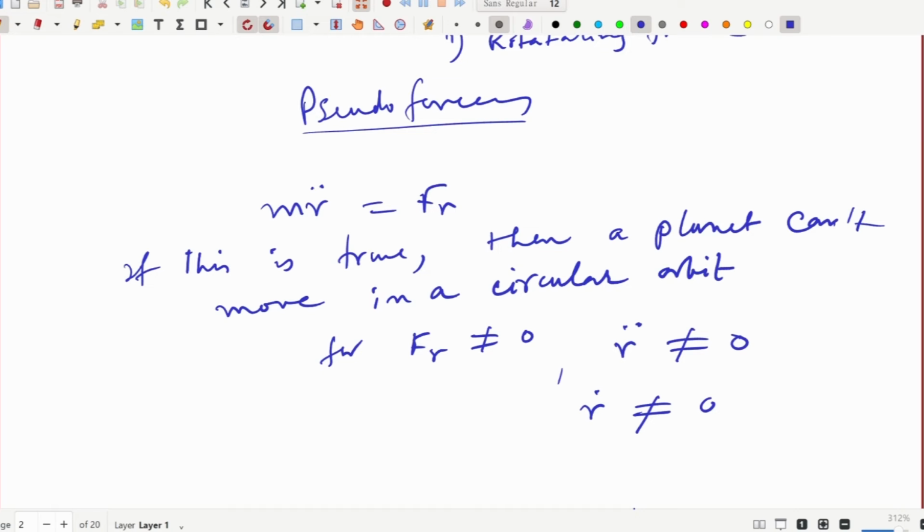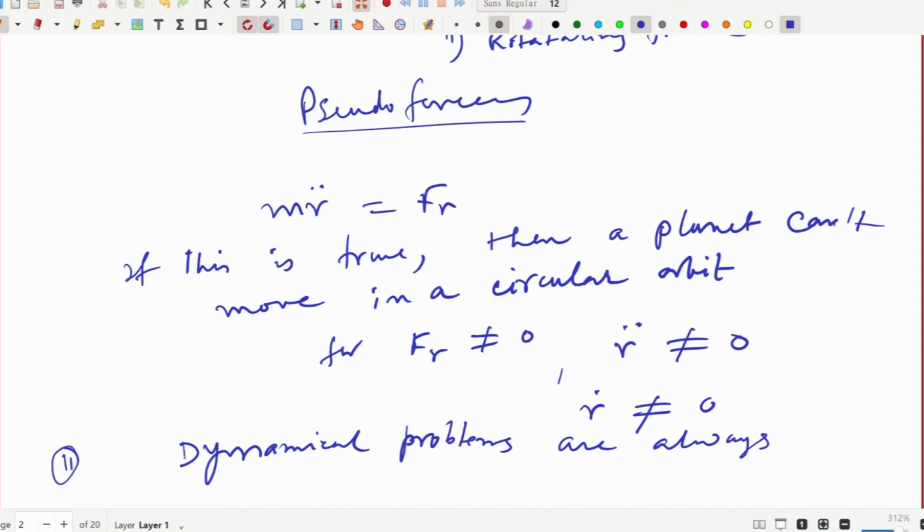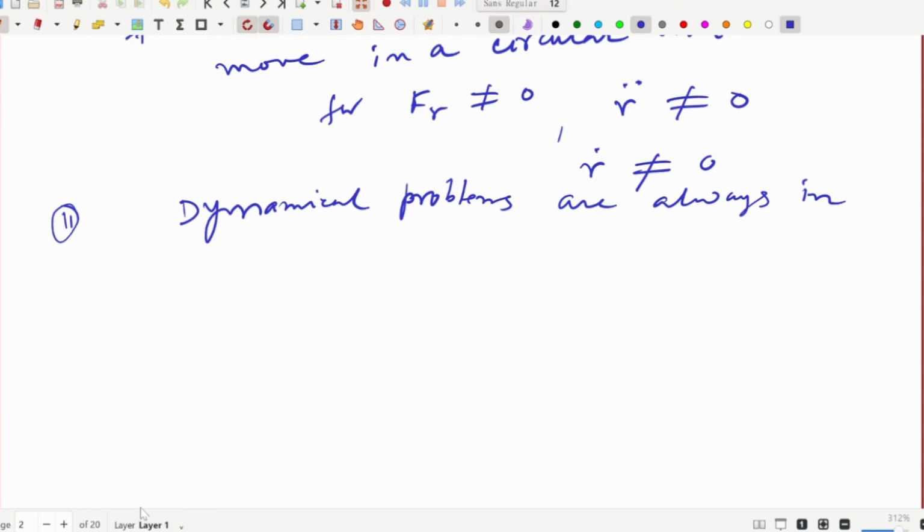And the second disadvantage is that the dynamical problems are always in terms of forces.